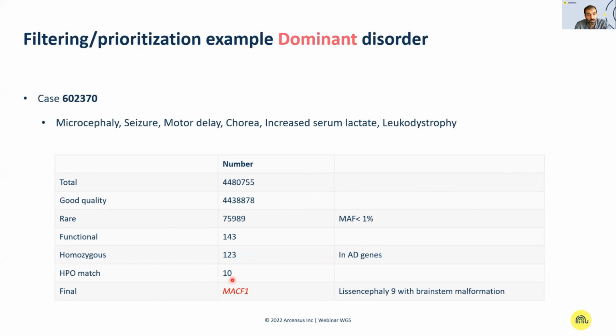And then when using the HPO match, we ended up with only 10 candidates. And by further scrutinizing the variants identified at this stage, by looking at how they are expected to be pathogenic, we ended up with 1 top candidate gene, which is known to cause lissencephaly 9 with brain stem malformation, which is also explaining the symptoms very clearly.